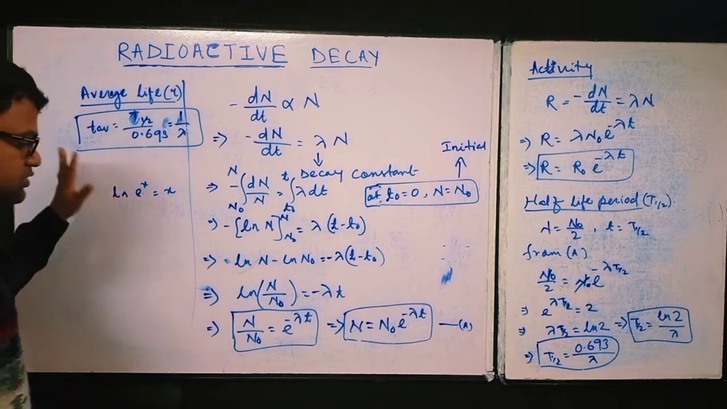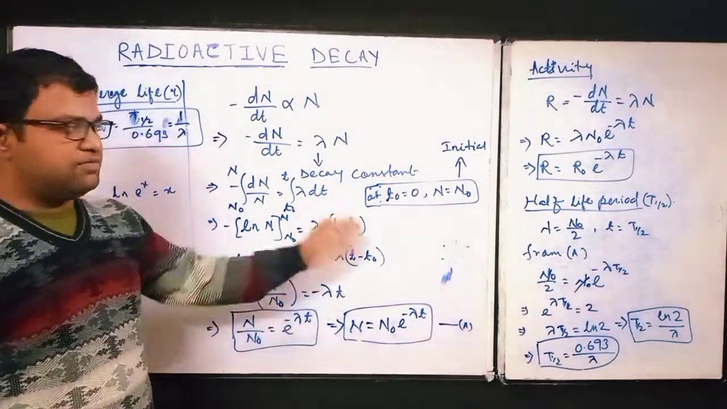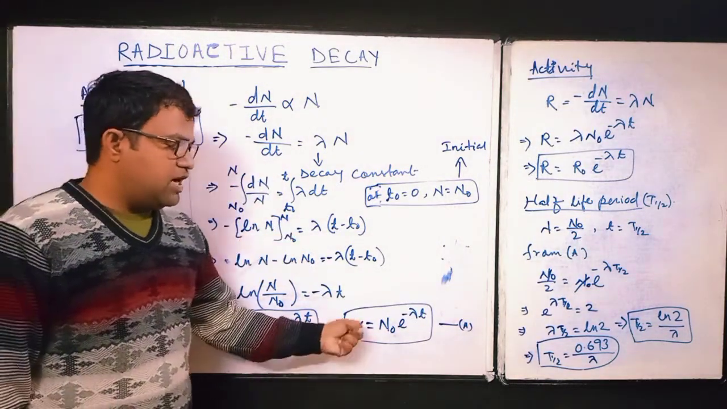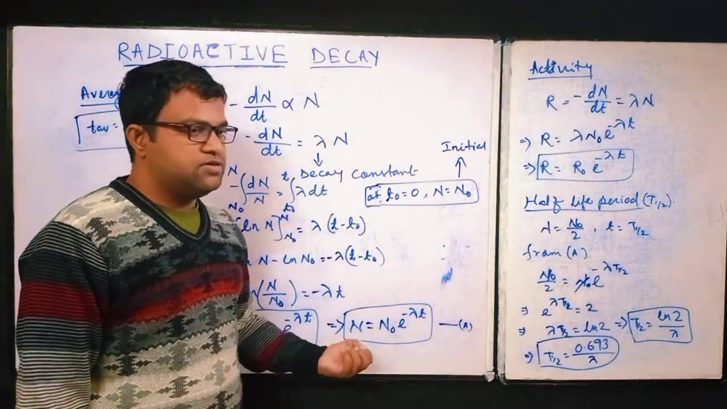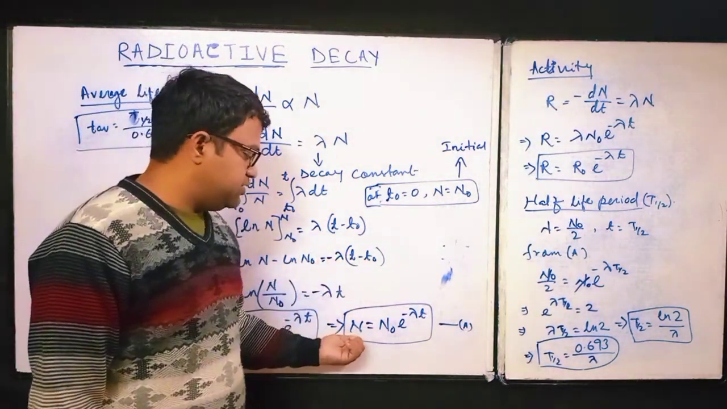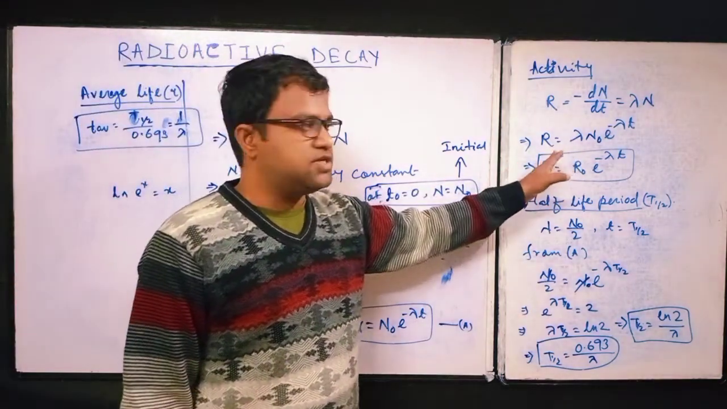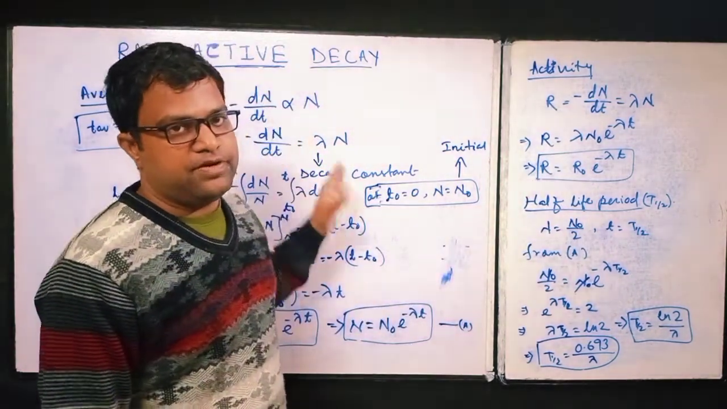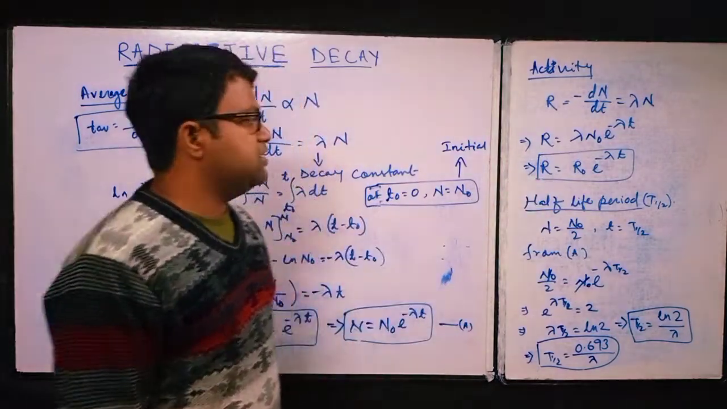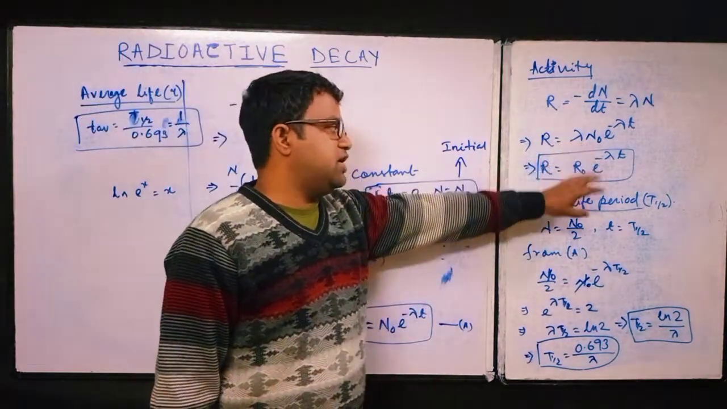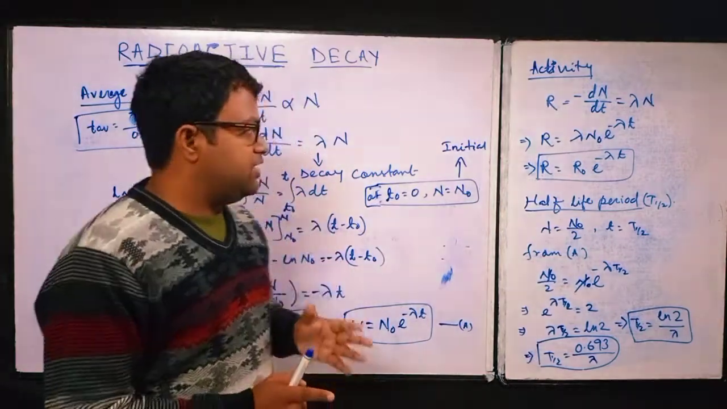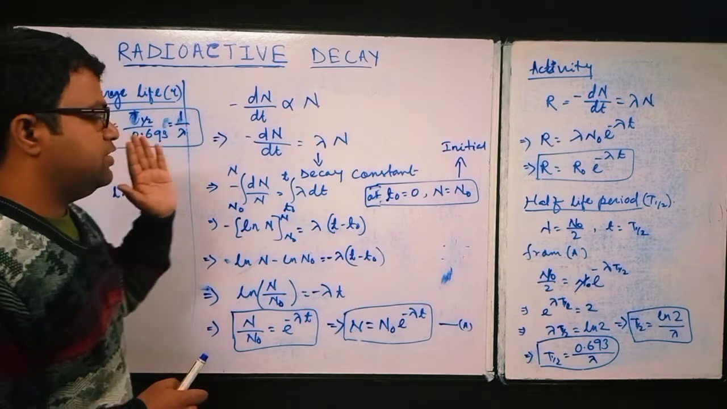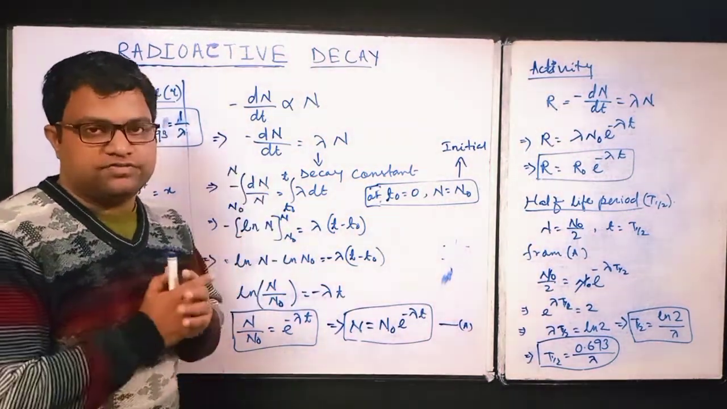So this is the derivation for your half-life period, along with the discussion of radioactive decay: after time t, how many nuclei will be there in the sample, that is N. Also the activity we discussed, that is the rate of decay, dN upon dt. The activity is R0 e to the power minus lambda t. So in this video we discussed half-life and radioactive decay.